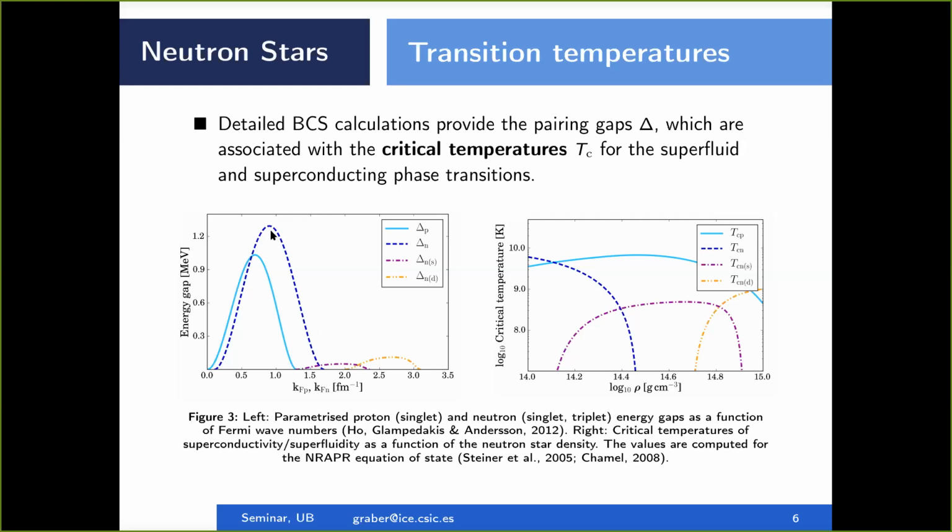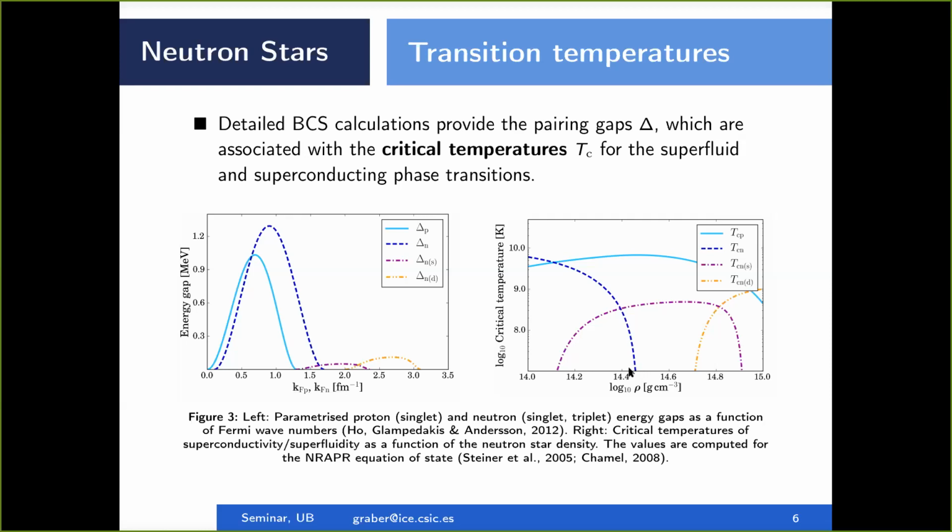Typically the energy gaps have maxima that range from between 1 to sometimes even 2.5 or 3 MeV, at a similar area of 1 over fm for the Fermi wave number. So we have some kind of characteristic energy gap. What's sometimes more interesting for the astrophysics community is what that translates to in terms of the temperature of the system. You can translate this into a critical temperature by using a standard BCS expression. And if you have an equation of state, you can plot this as a function of the mass energy density for the system, for example.